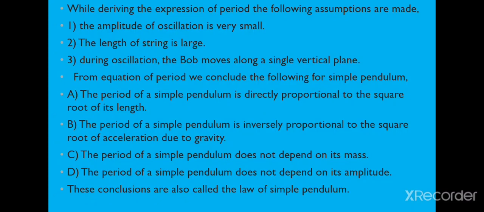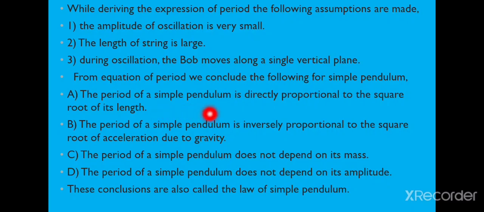While deriving the expression of period, the following assumptions are made. First, the amplitude of oscillation is very small. Second, the length of the string is large. Length must be large. Third, during oscillation, the bob moves along a single vertical plane.